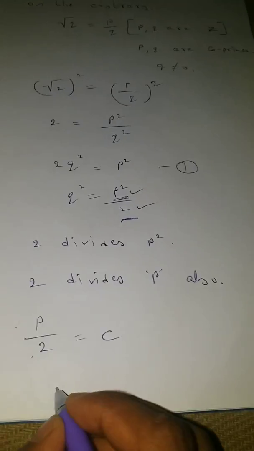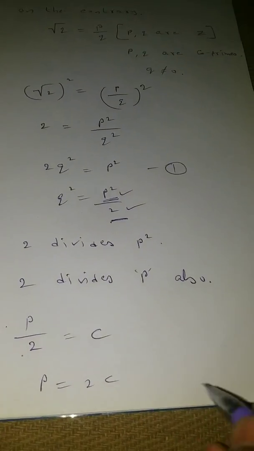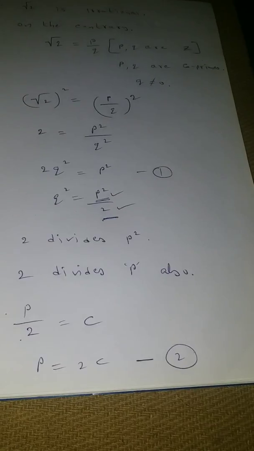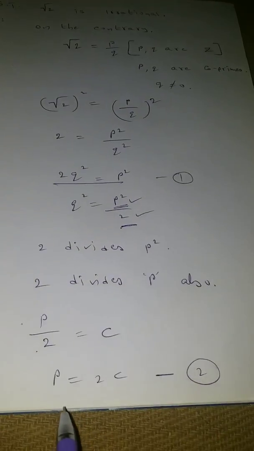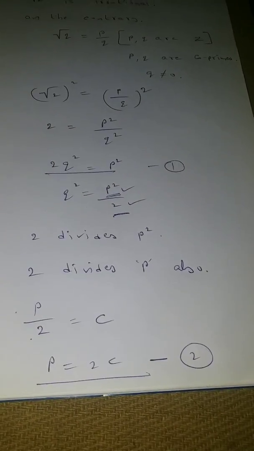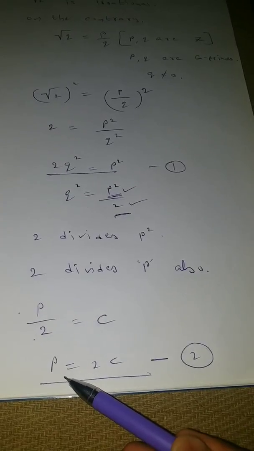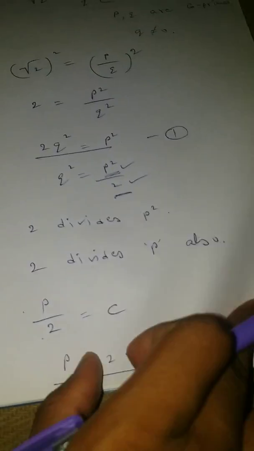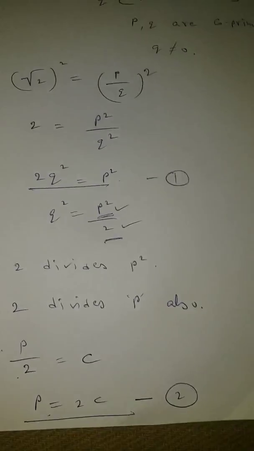Now take 2 that side. p is equal to 2c. See, this is the second equation. First equation is 2q square equals p square and the second equation is p equals 2c. See, now substitute this p value in the first one. 2q square equals p square. Then what is the p value from the second equation? That is 2c.